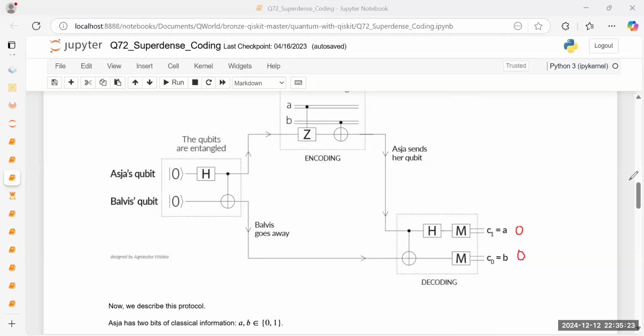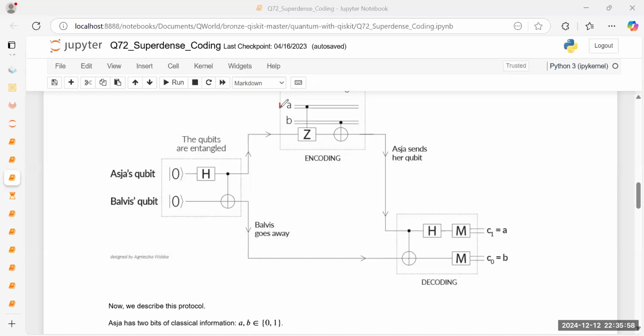But let's say she wanted to send 01 to Balvis. If that were the case, because B here is 1, she's going to apply only the X gates. So she has two gates, the Z and the X gates. And if she wants to send 01, she'll apply only the X gates. And if Balvis was to decode what she sent, he's going to get 01.